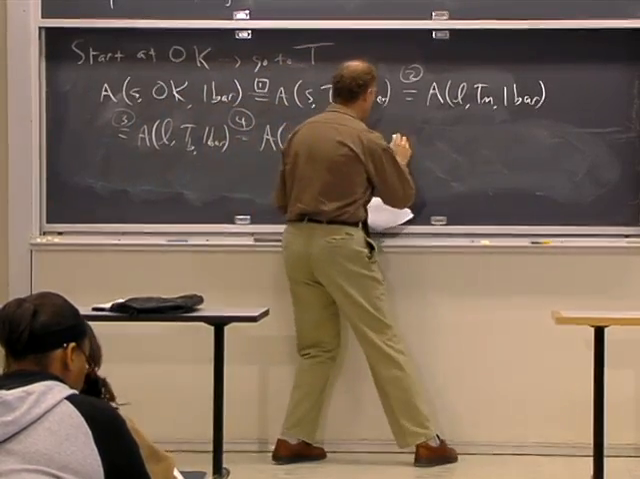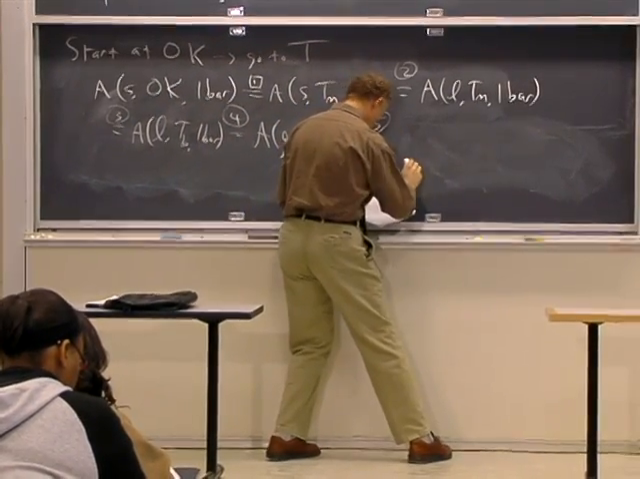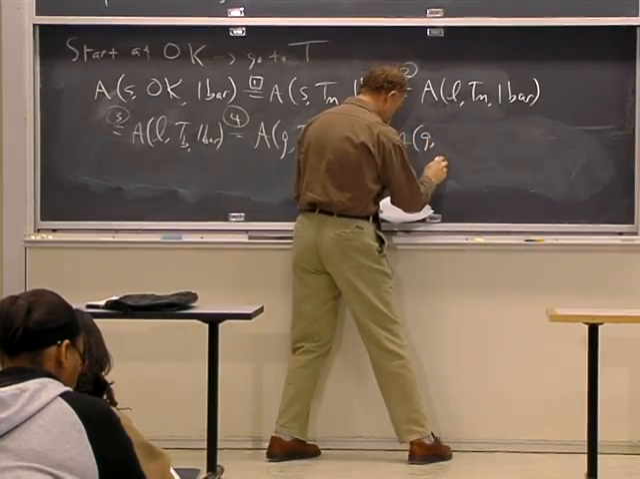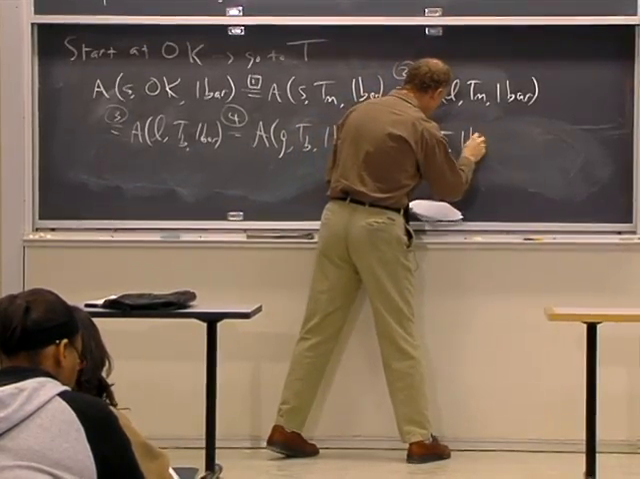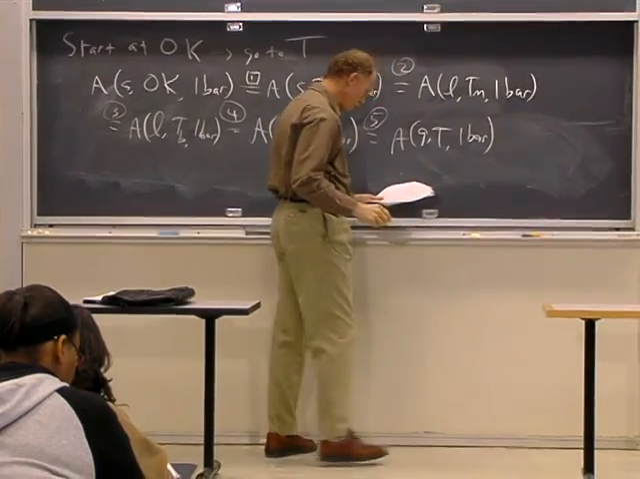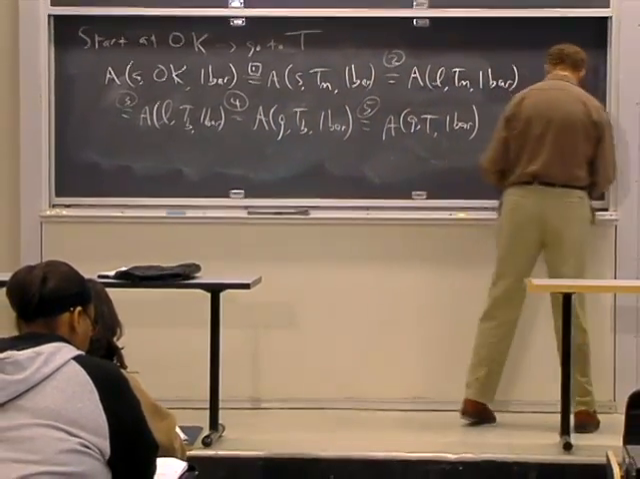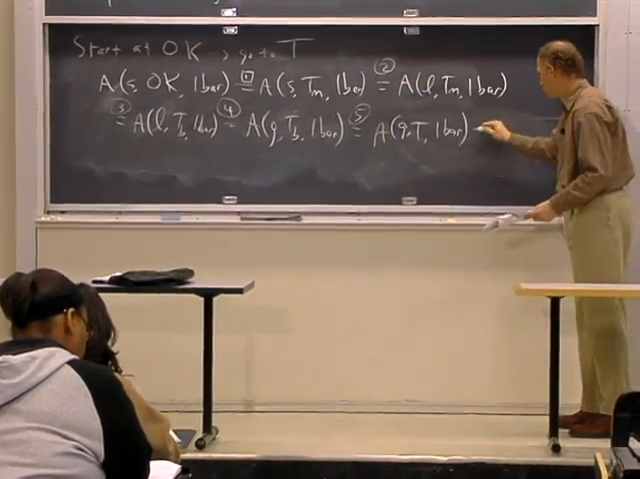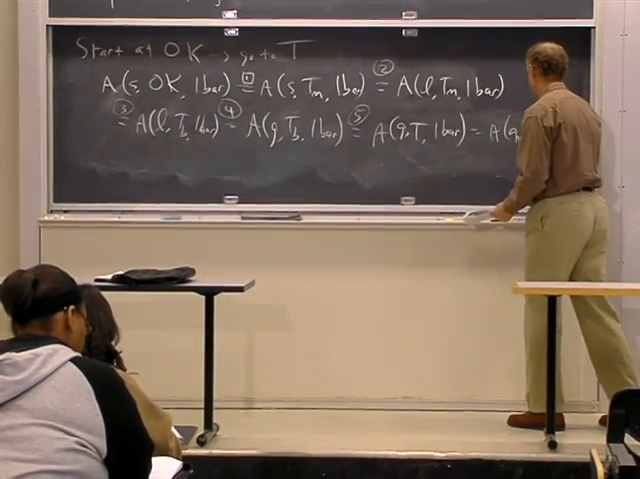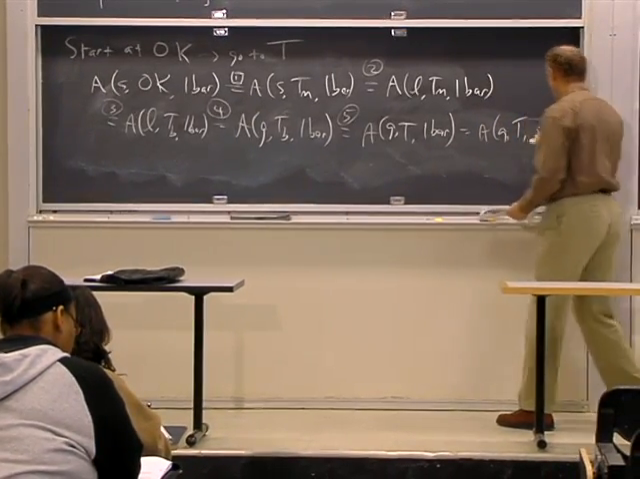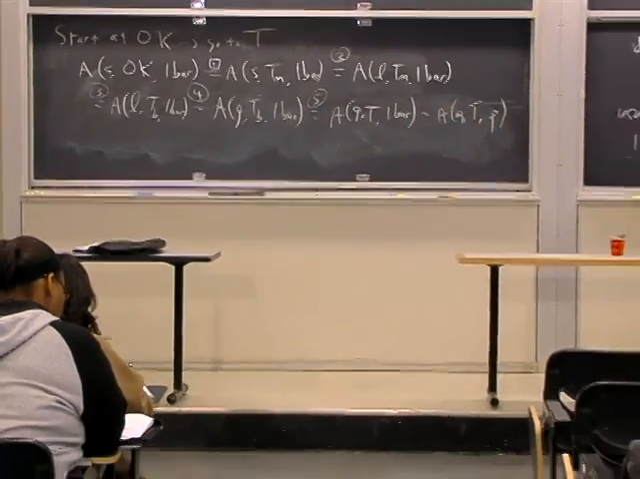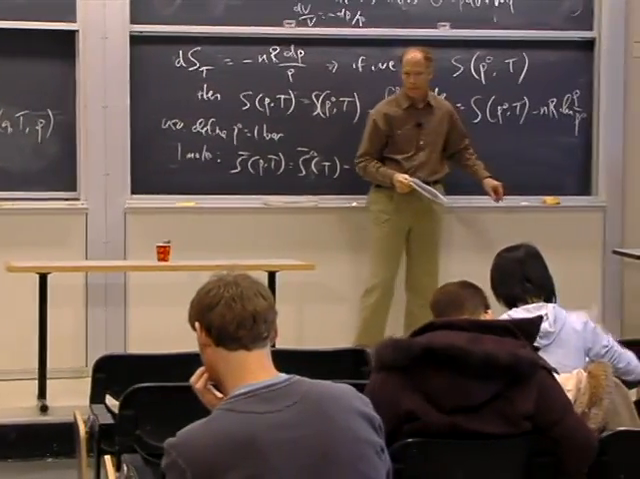And finally, we heat it up some more. So now it's a gas at temperature T and 1 bar. And if we wanted to, we can go further. We can make it a gas at temperature T and whatever pressure we want. That part we already know how to take care of.